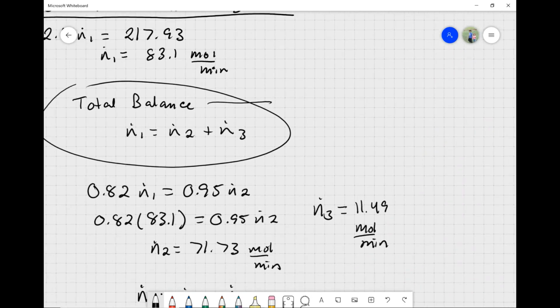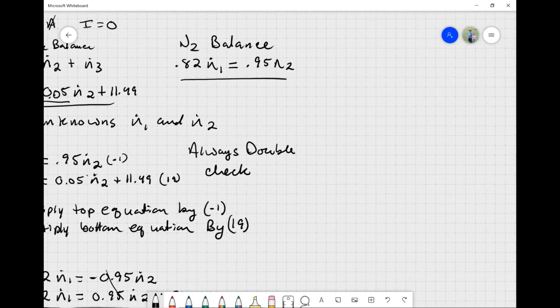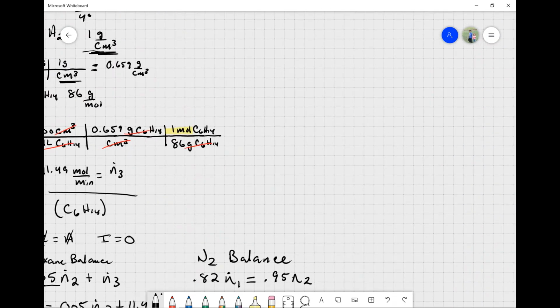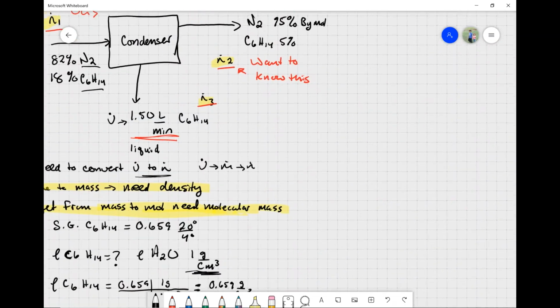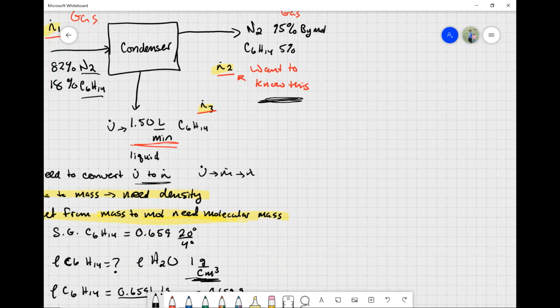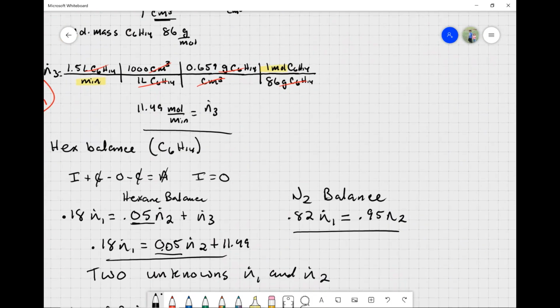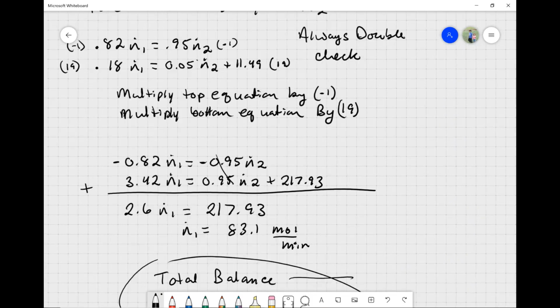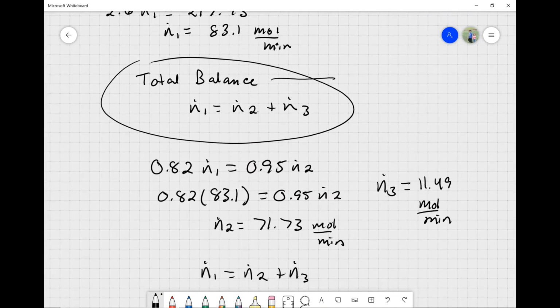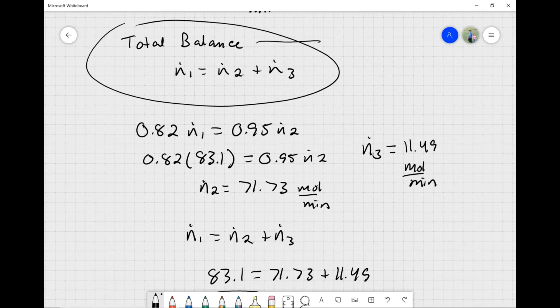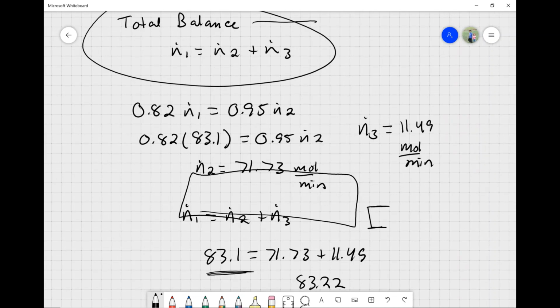And what were we actually solving for? Well, we wanted to know what the molar flow rate of this one was, right? So that's the big key. And we kind of had to solve for everything to get it. So 71.73 is actually the answer. All right, so there you have it. That's how you solve it.